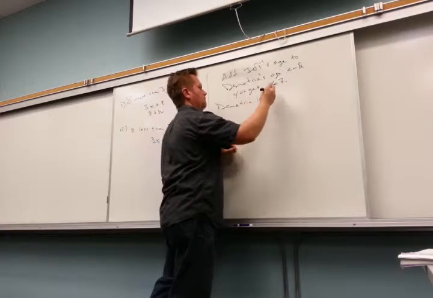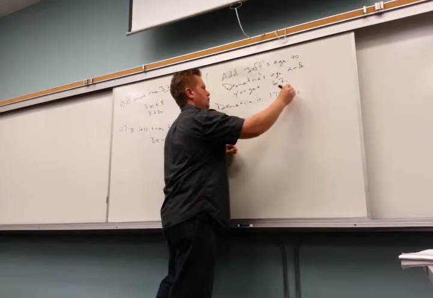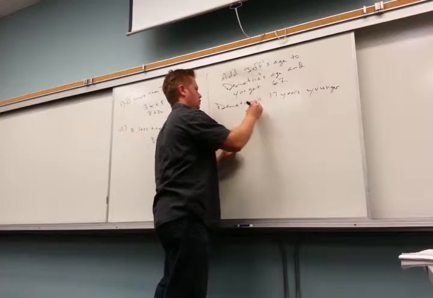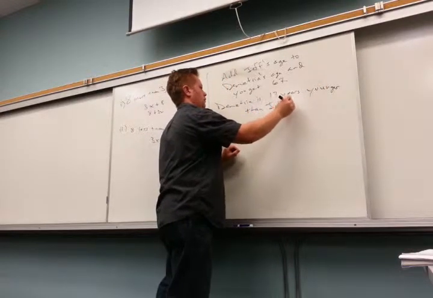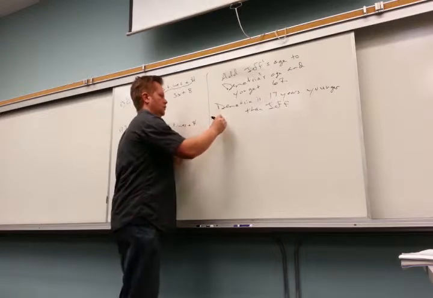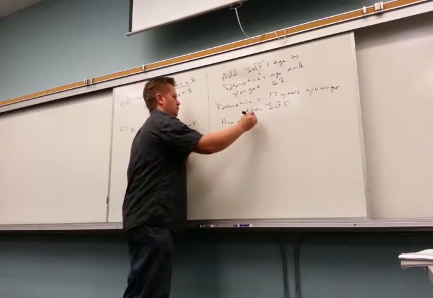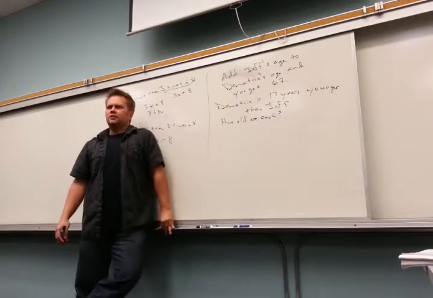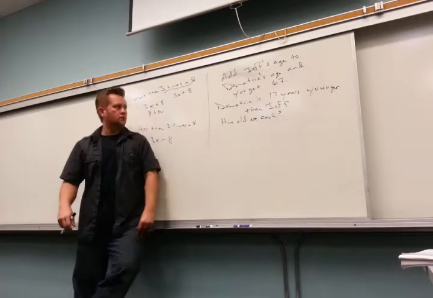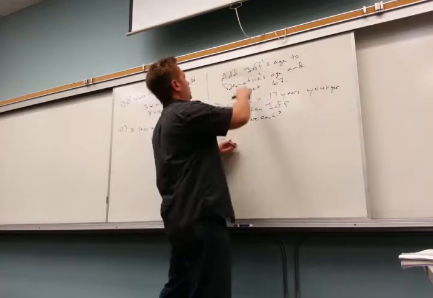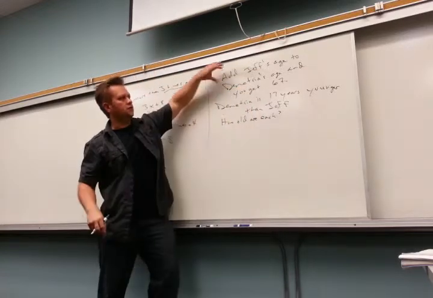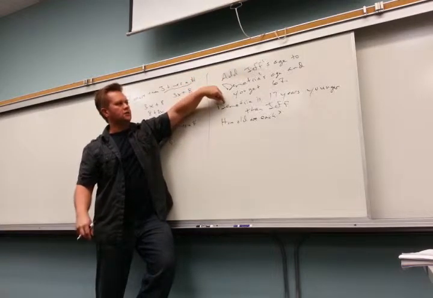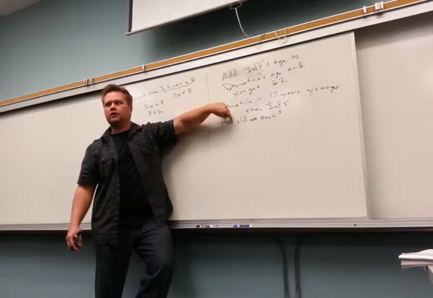Dimitri is 13 years younger than Jeff. How old are each of us? Don't say anything out loud. Add Jeff's age to Dimitri's age, and you get 67. Dimitri is 13 years younger than Jeff. How old are each of us?